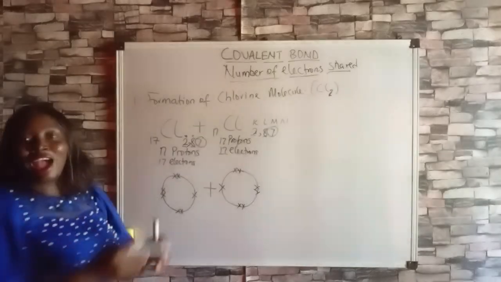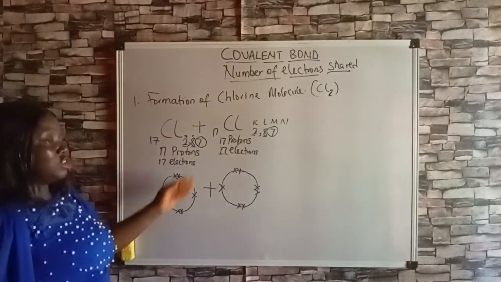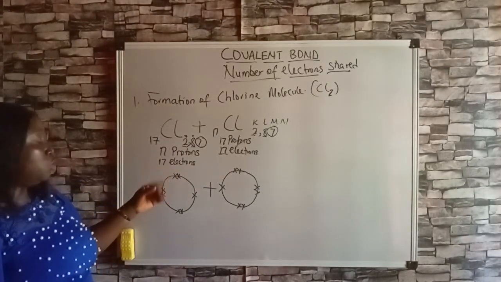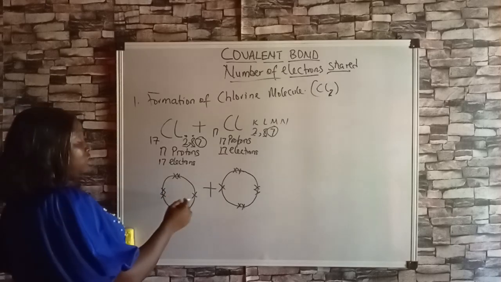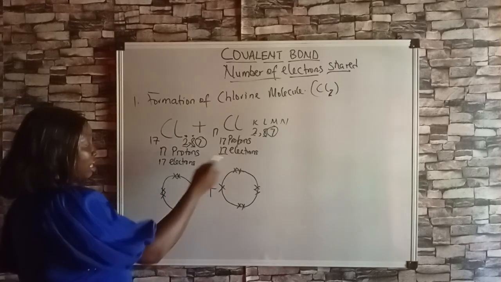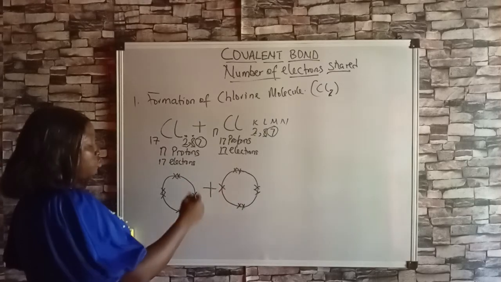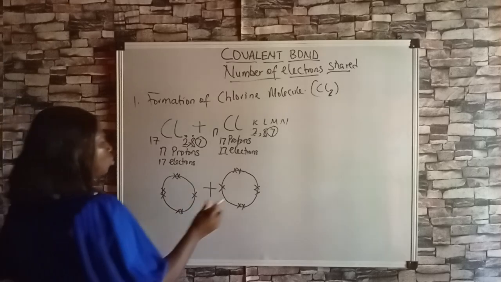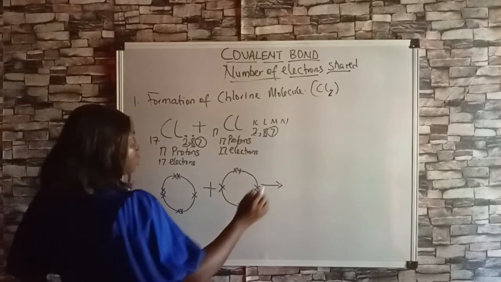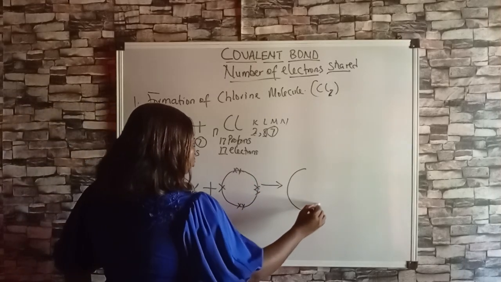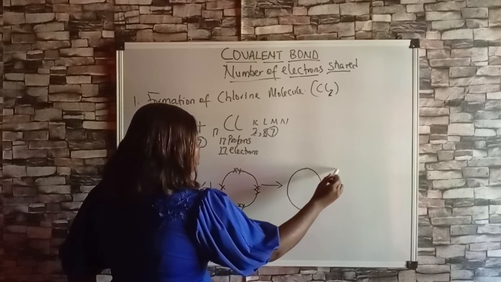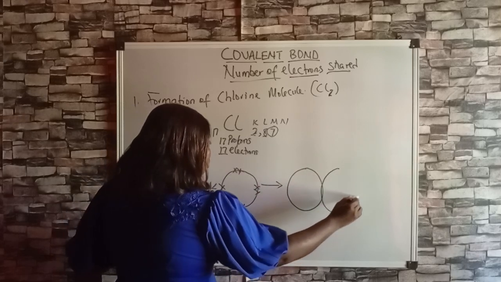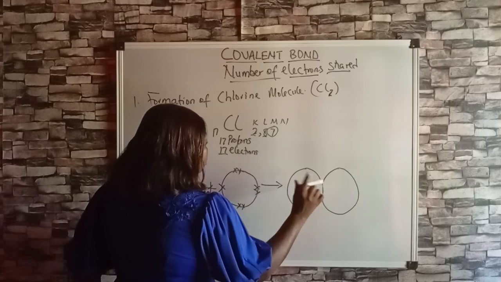You have 7, I have 7. I'm not going to transfer, unlike in the electrovalent bond where one of the participating atoms will transfer its electron, complete transfer to the next. This one, they are going to have perfect sharing. So what we're going to have is this. Their shells come together in this form.